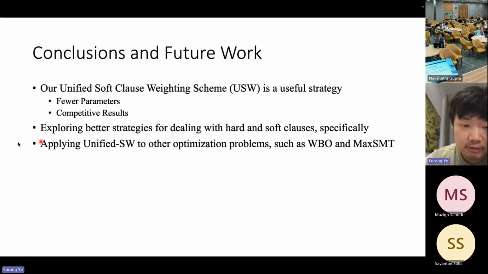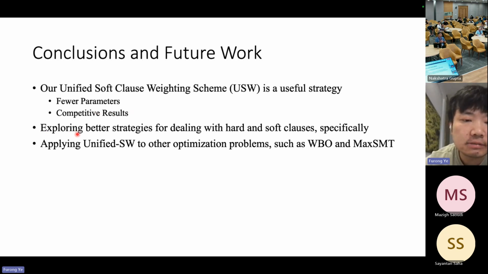So here come our conclusions, and the conclusion is quite clear. Our unified soft clauses weighting scheme is a useful strategy, and it has fewer parameters. Even though we cannot give any theoretical result now, it opens more opportunities for us to understand how to adjust these weighting schemes better. And in the end, we also see in the experimental results that the strategy can provide quite competitive results.